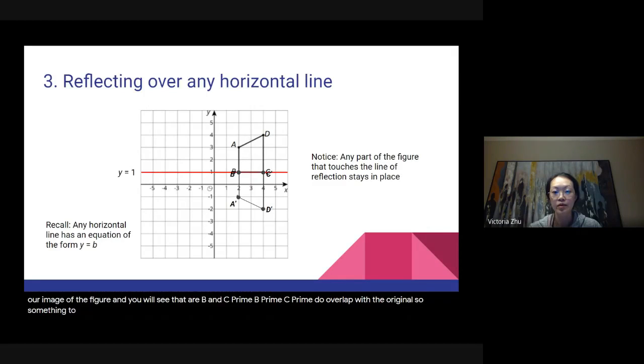So something to notice is that any part of the figure that touches the line of reflection stays in place, just like how B and C stayed the same. But we just call it B prime and C prime to indicate that we did, in fact, reflect it.